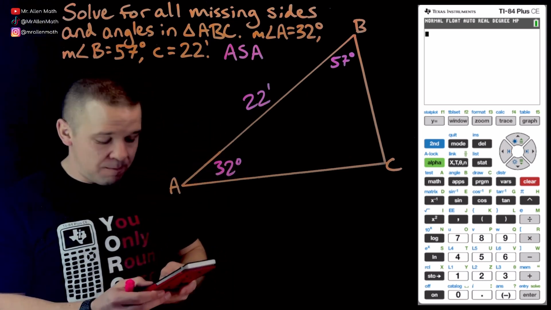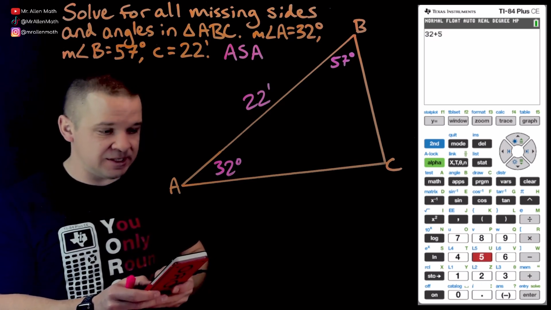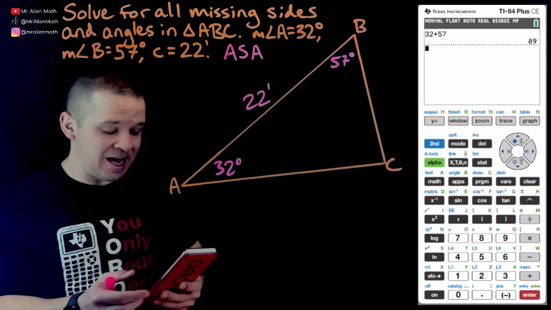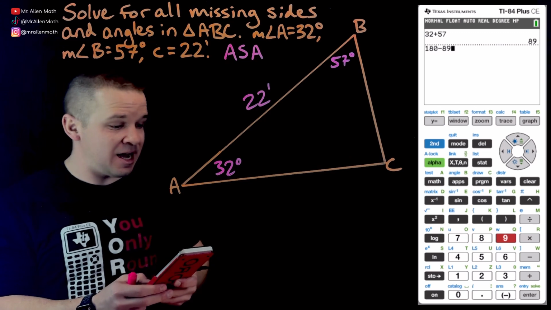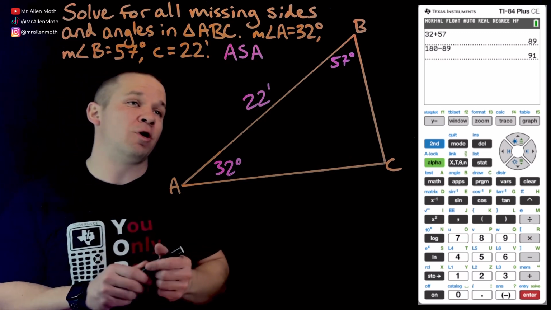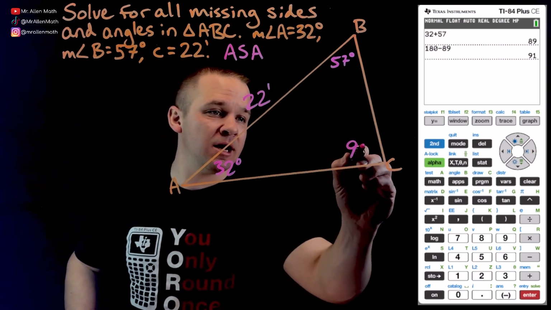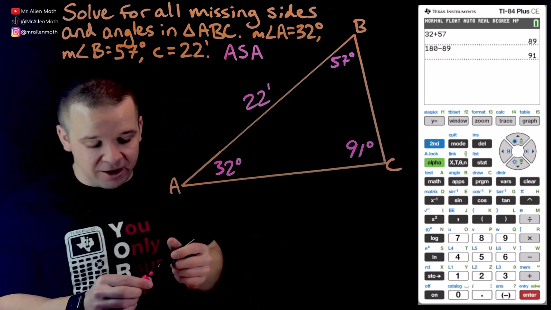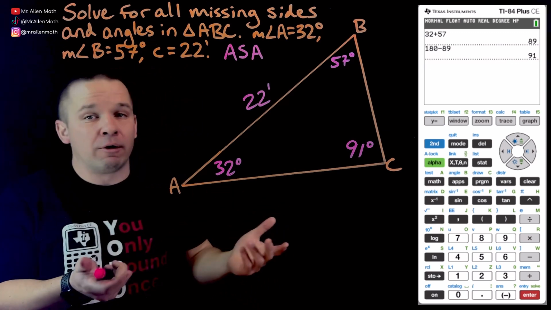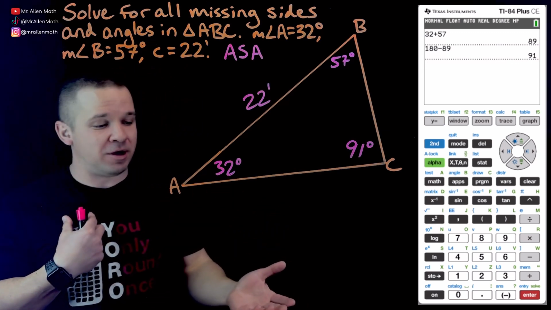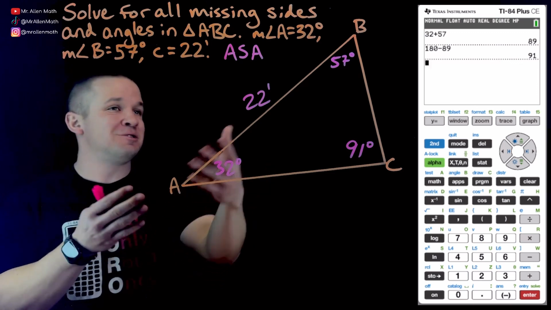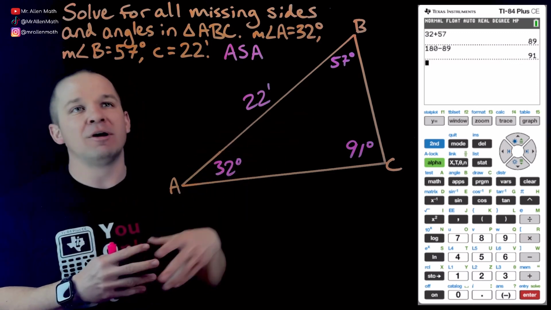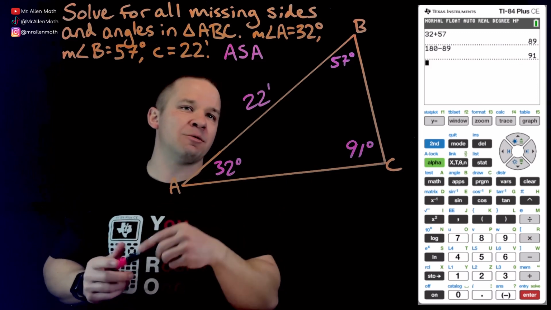So if I took my 32 plus my 57, I got 89. And if I do 180 minus 89, I've got myself 91 degrees, okay? 91 degrees. You're going to have your calculator on these problems. You can't do them without it. So I just always like to plug in and make sure I don't make some kind of stupid mental mistake, right? That would be a bummer after we do all this work. So we got 91 degrees for our angle.